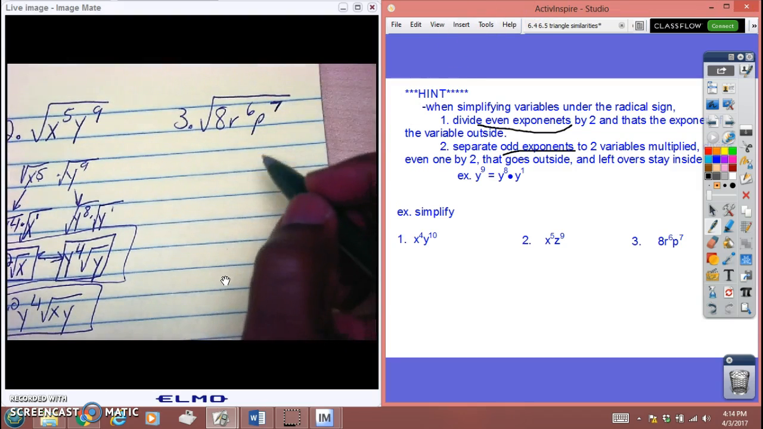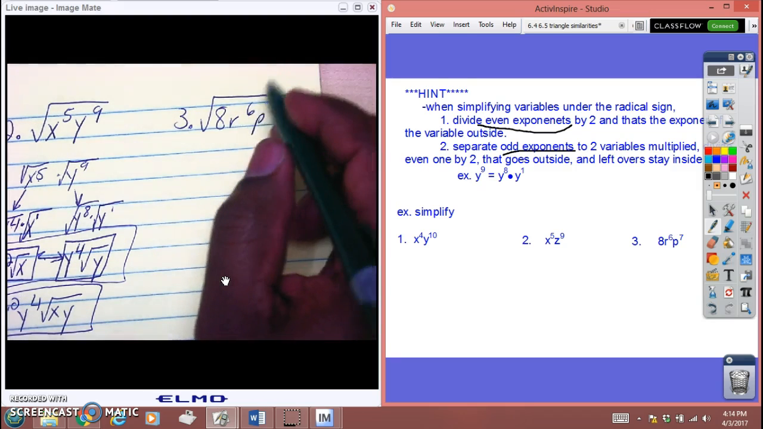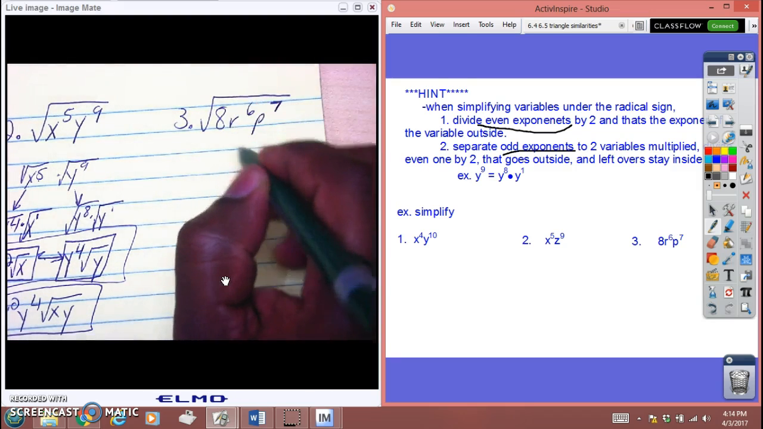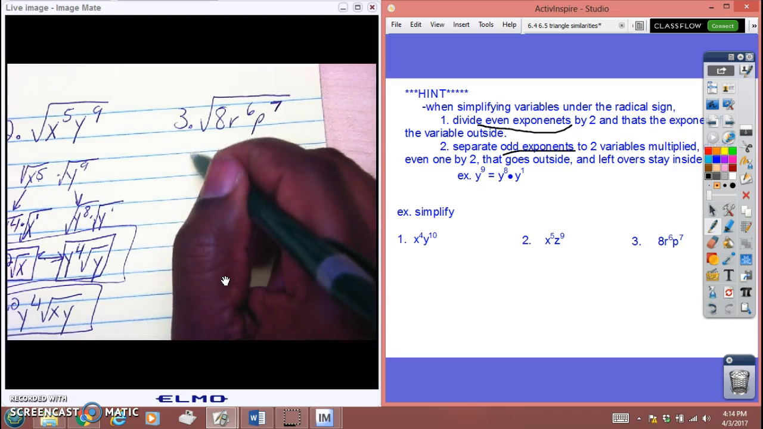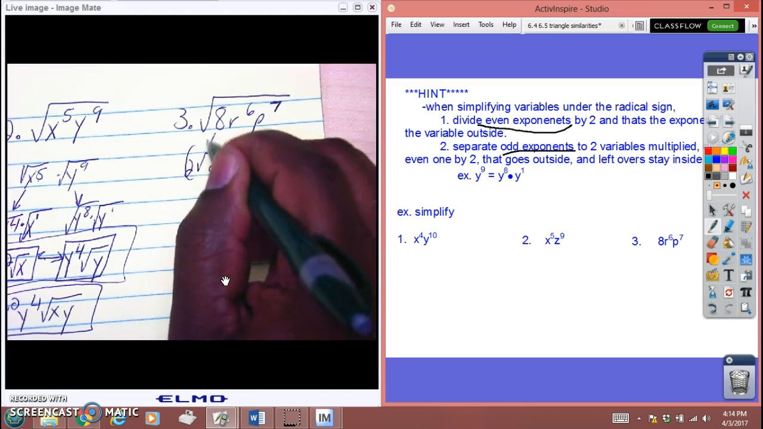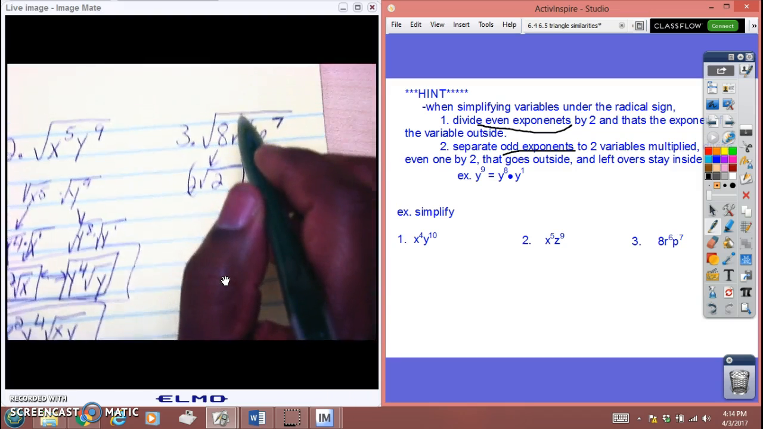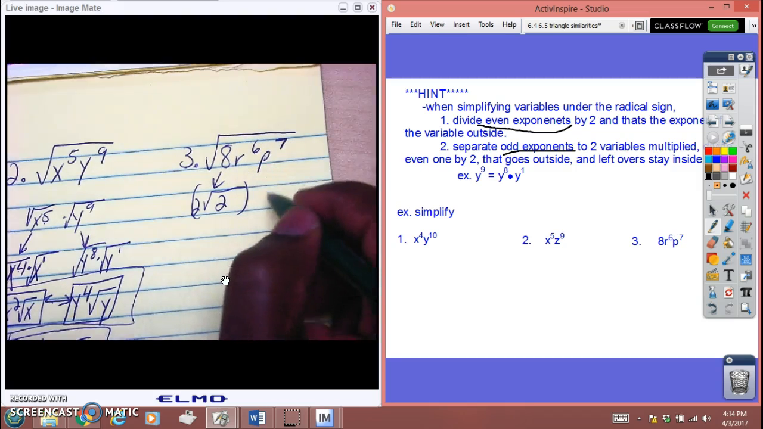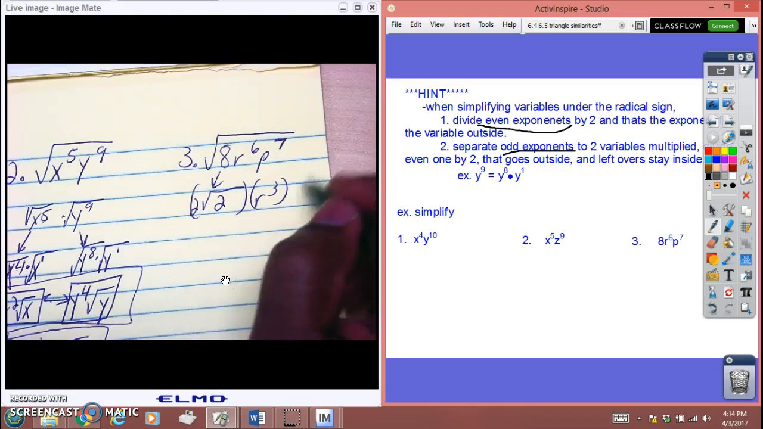Now I have a number with a variable. And so I'm going to simplify the square root of 8. The square root of 8 simplifies to 2 square root of 2. That's what that equals right there. If you don't believe me, check me out, using upside down division or another way. R to the 6th is the same thing as r cubed because you divide it by 2, right? And p to the 7th becomes p to the 6th times p to the 1st, and when you take the square root of that, it becomes p cubed, square root of p.